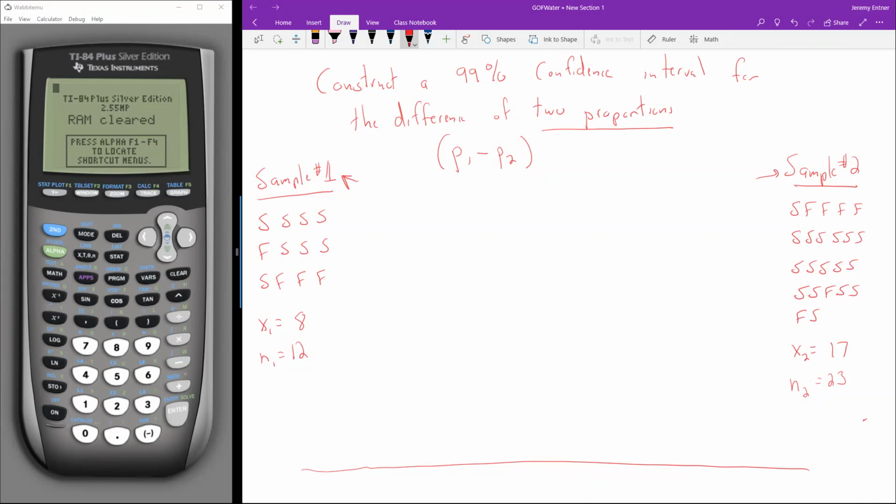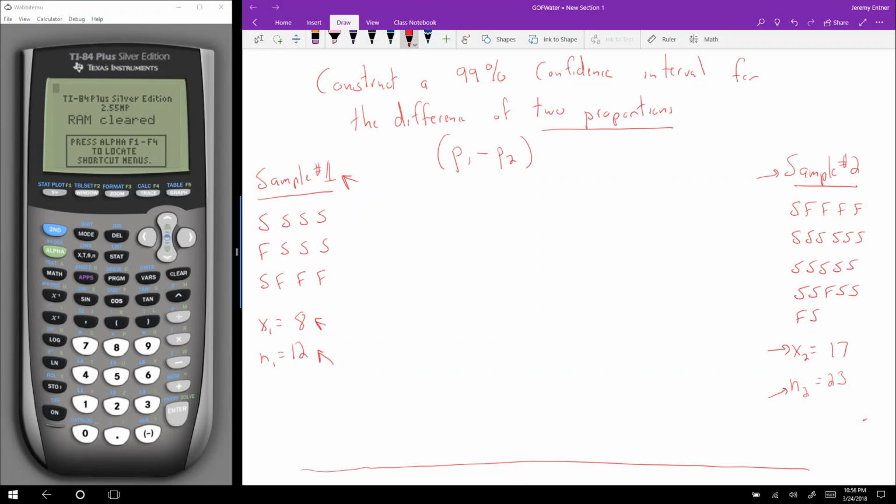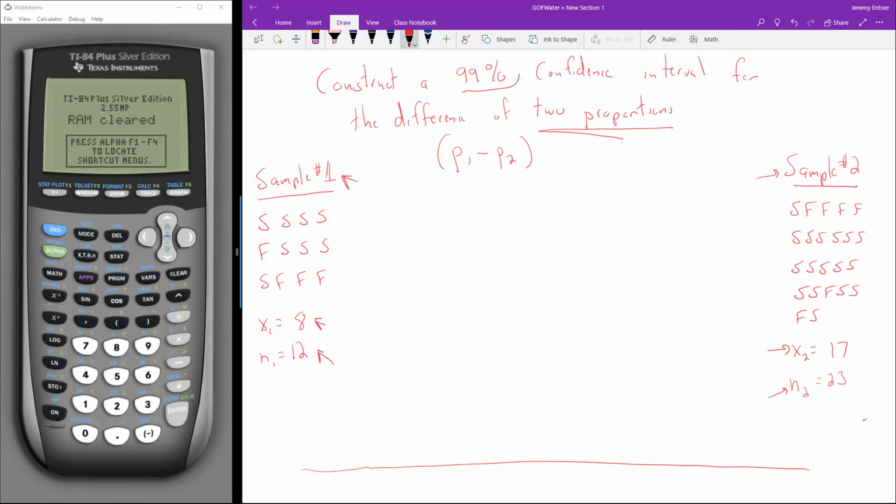Since we're looking at two proportions, we have to look at a proportion for the first group and a proportion for the second group. What we need to do with our samples is look at them and find out how many successes there are. In our first group there are 8 successes, and in our second group there are 17 successes. The first group has a sample size of 12, and the second group has a sample size of 23. That's enough for us to figure out the 99% confidence interval for the difference of two proportions of successes, we should say.